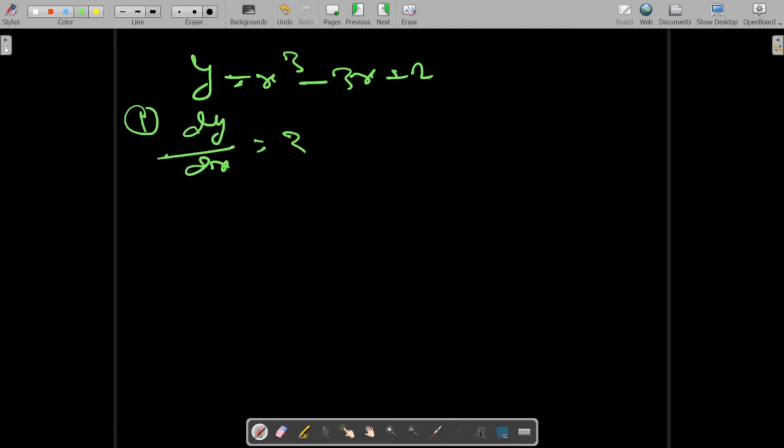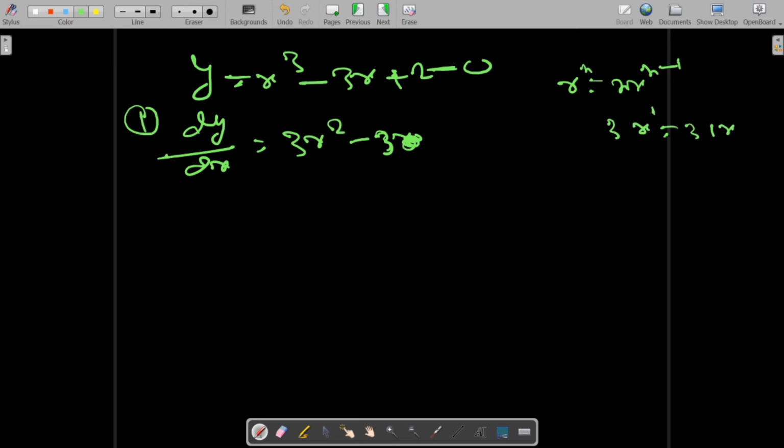Let's see some more examples. y equal to x cube minus 3x plus 2. Do the first step, dy by dx is 3x square minus 3. The constant term in differentiation becomes 0. And the x term will be 3, because the derivative of x power n is n x power n minus 1, so 3 x power 1 minus 1, x power 0 is 1, so it is 3.